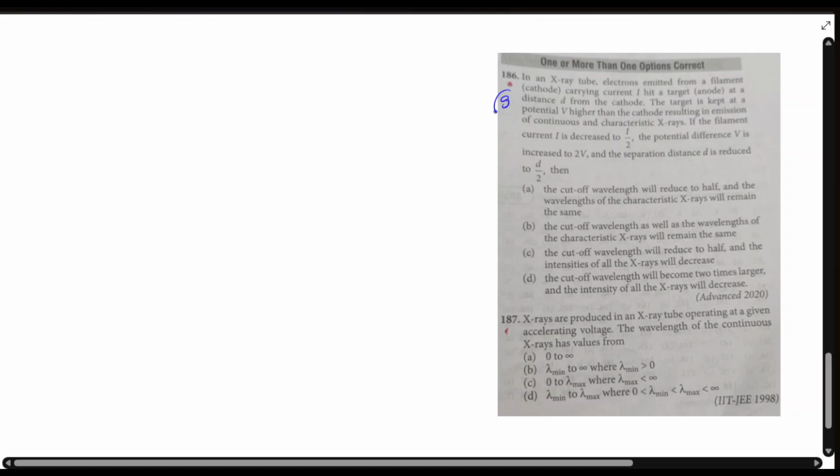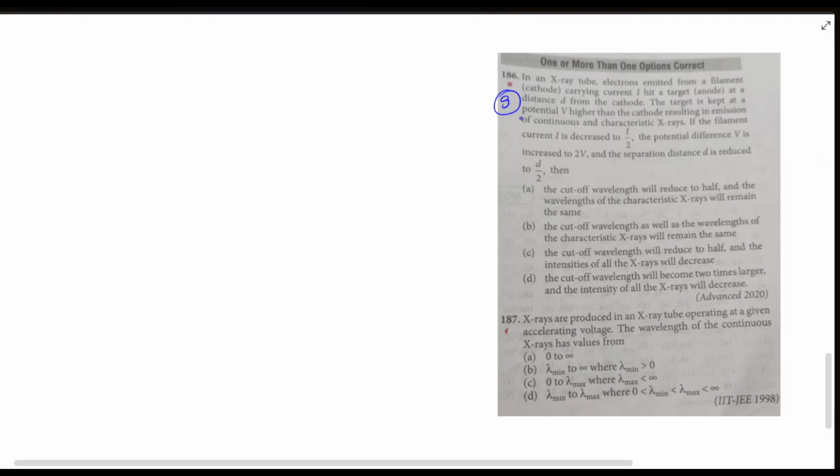Perfect. So this is our ninth question. This is a slightly interesting question we have. Let's check. Now, in an X-ray tube, electrons are emitted from a filament carrying a current I, and hit a target at a distance d from the cathode. So we have the anode here, right? And we have the cathode here. And the distance is given, so it is d. So it must be theoretical, I don't know. Now let's check.